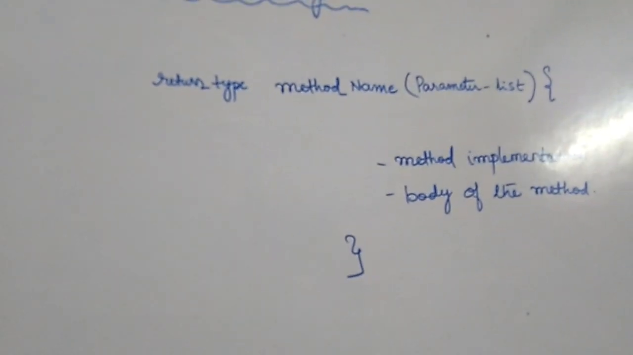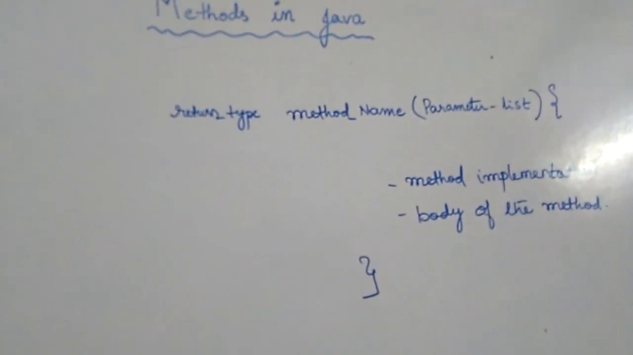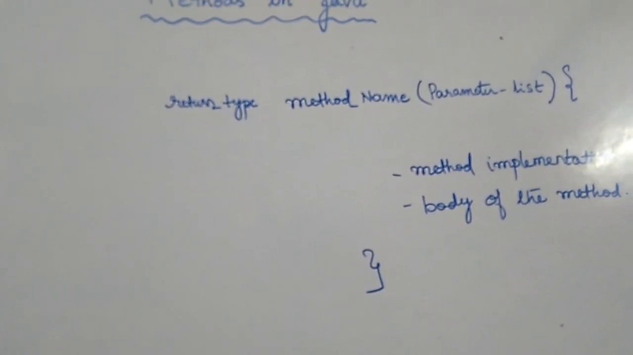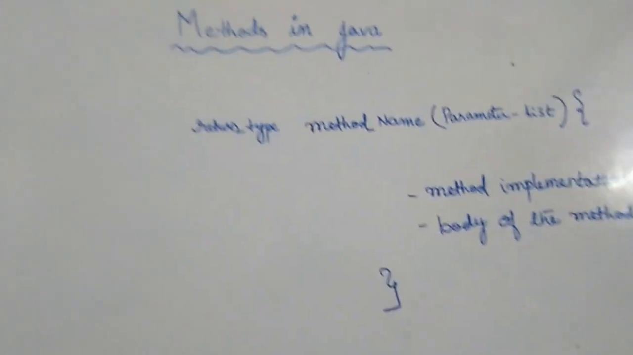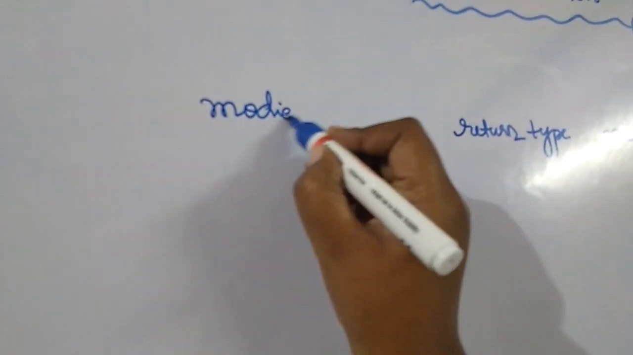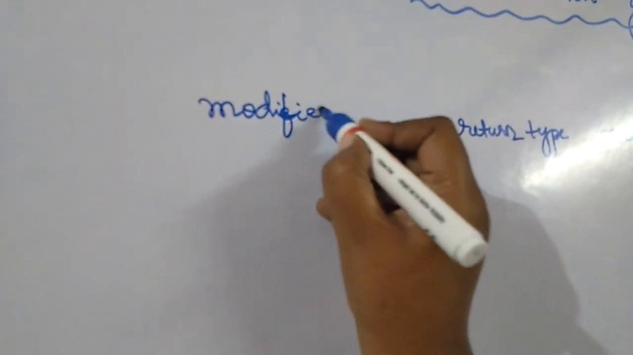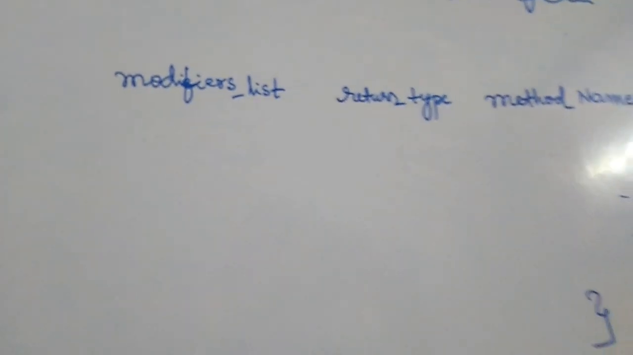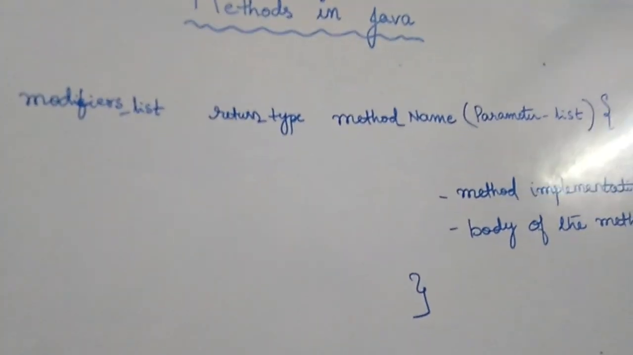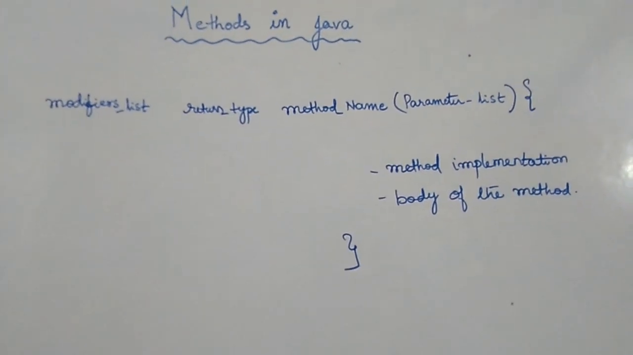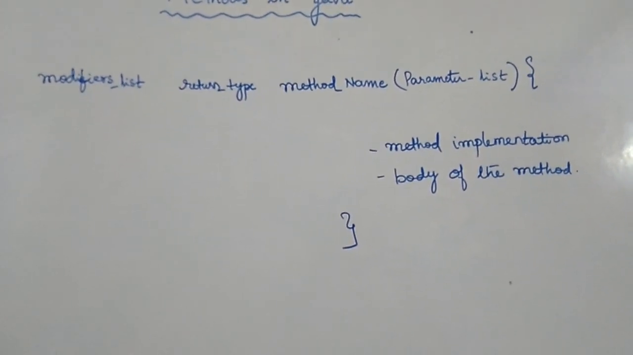Also we need to have one more thing, which is the access modifier of this particular method. We need to talk about how to access this method. There are different access modifiers, and those modifiers need to be here. So I am saying modifiers list. Whatever the modifiers are, I will be mentioning them over here. So this is the general form of a method. Mostly you will be seeing a method of this form.